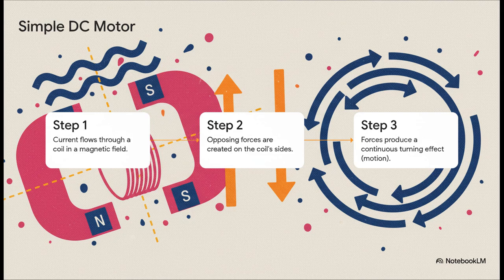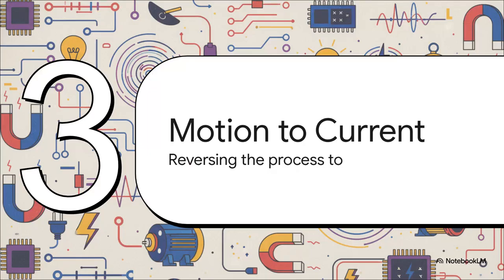The current goes through the coil, and because of the rule, one side of the coil gets pushed up, while the other side gets pushed down. Imagine pushing a door on one side and pulling on the other. It's going to spin. That spinning force is what we call torque, and it's what turns electrical energy into useful spinning motion. Okay, mission accomplished.